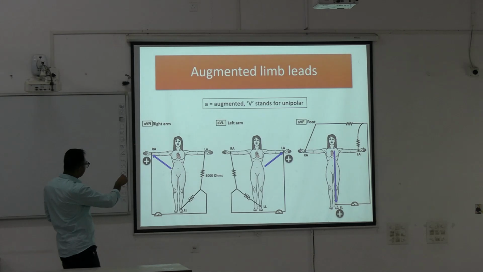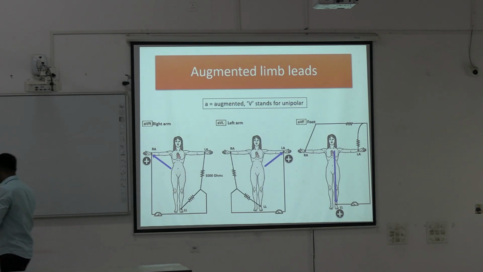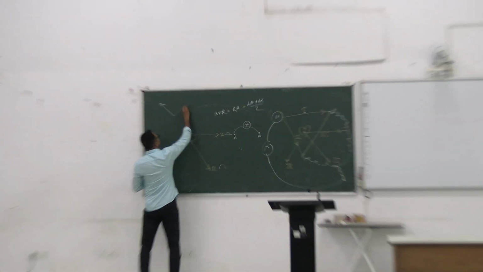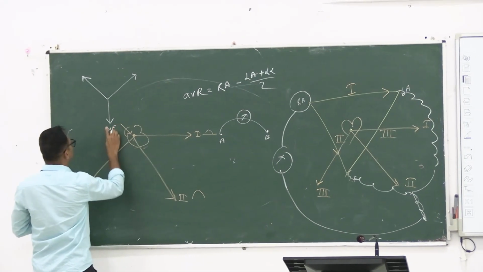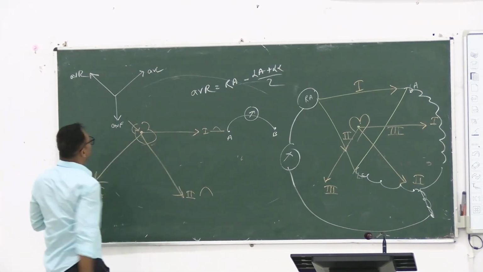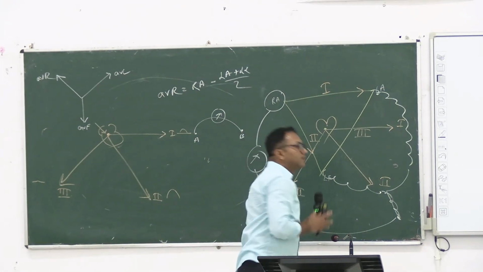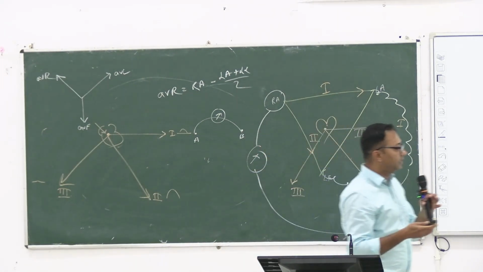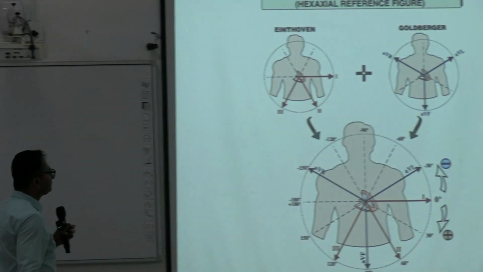And see, this is AVR, and this is AVL. Okay, so AVR, AVL, AVF. If I draw only AVR, AVF and AVL, this is AVR, this is AVL and this is AVF. Then see all the leads in the coronal plane all together.